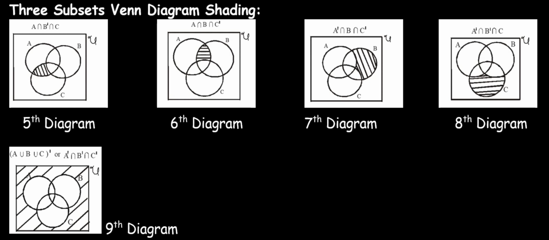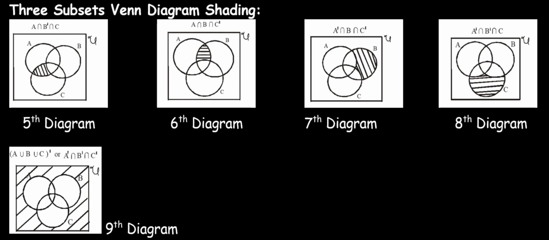Now, in the seventh diagram, you have A prime intersection B intersection C prime shaded. Here, because of the A that is prime or complemented and C that is complemented, you avoid anything that has to do with those two circles and you shade that of B. And the other name for this is B only being shaded.